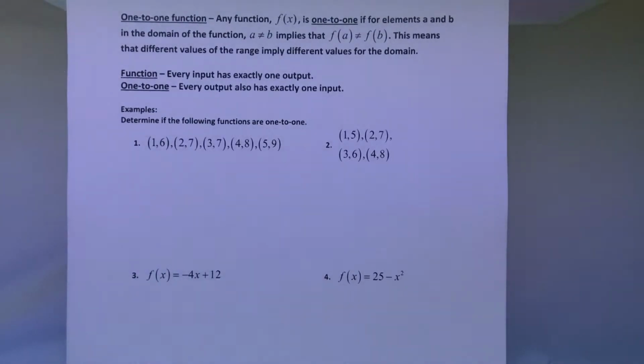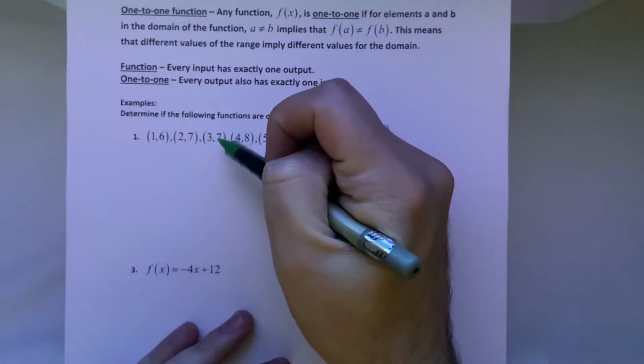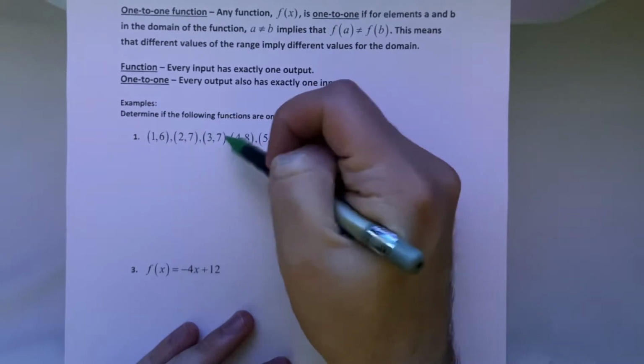If it's one-to-one, the inverse becomes much more easily determined. We have steps we can do that with, and the inverse is also a function without any domain restrictions. So to determine if functions are one-to-one, we're assuming they're already functions. We are looking for the same output to have two different inputs.